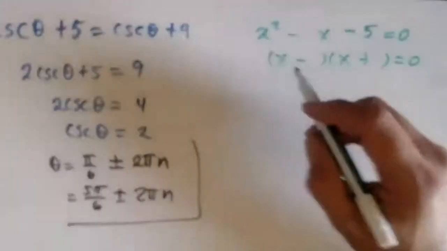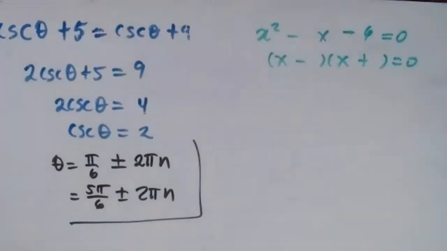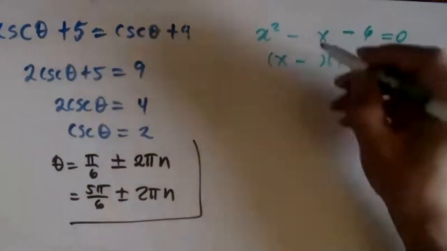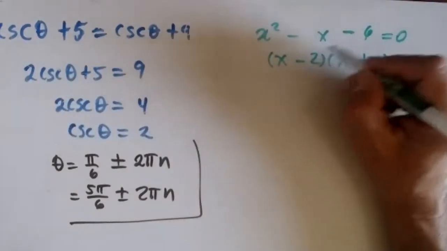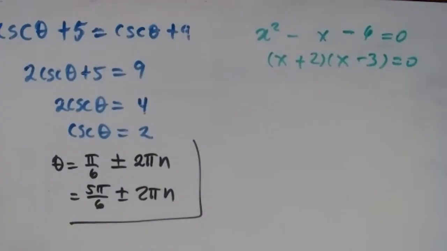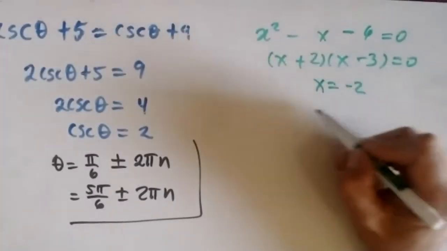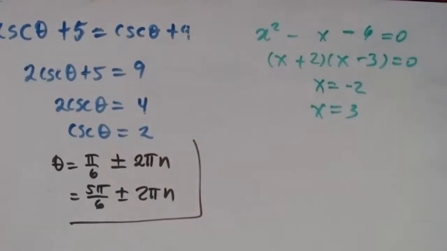Oh, well, let me see. x minus 5, x plus 1. This should be 6, let me change this for 6. Six is 2 times 3, so plus 2 and negative 3, correct? And then you solve this one. This is x equals negative 2 and x equals positive 3. Any problem with that?